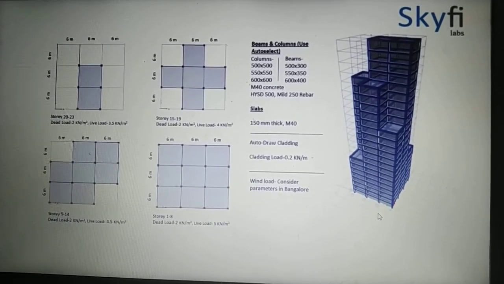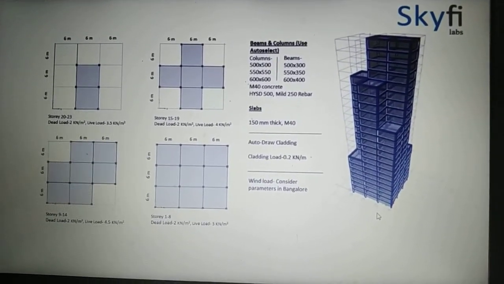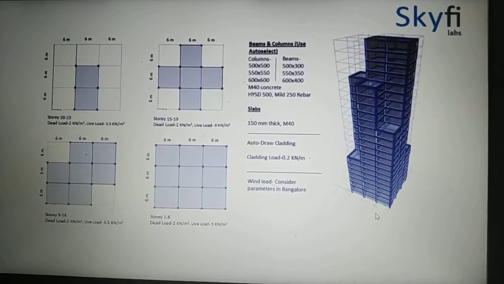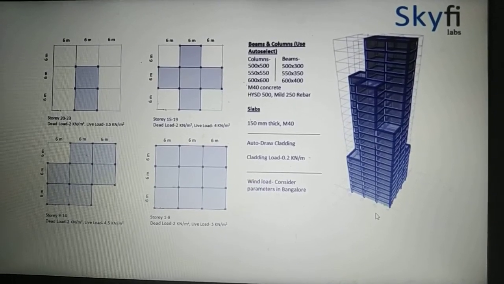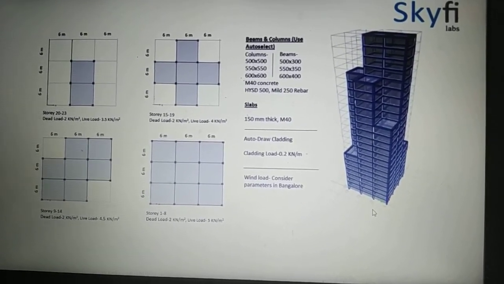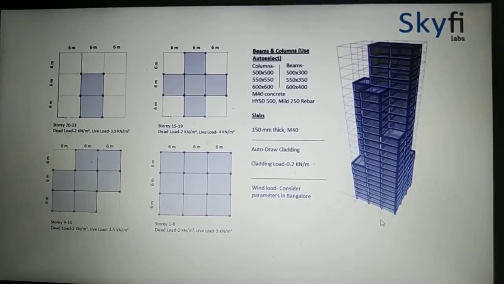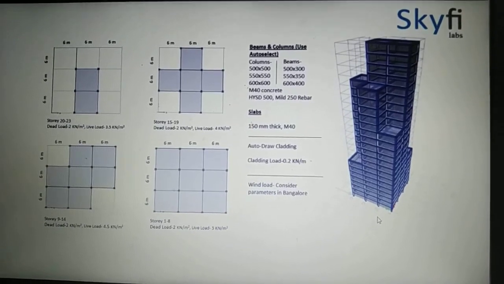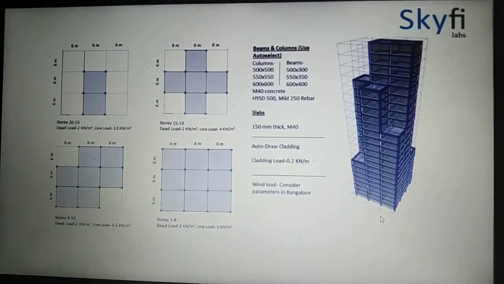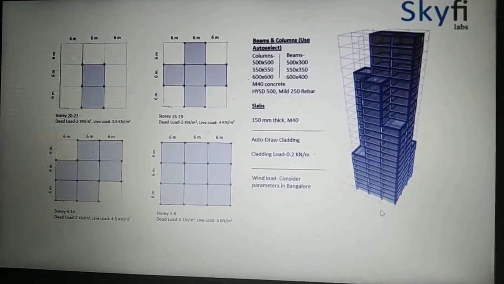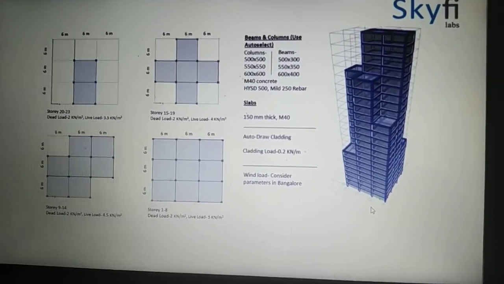The elements of beam and column which we are using: the columns are 500 into 500, 550 into 550, and 600 into 600, and the beams are 500 into 300, 550 into 350, and 600 into 400. The concrete mixture which we have used is M40, and the bars are HYSD 500 and mild 250 rebar. The slab thickness is 150, and the concrete mixture is M40.